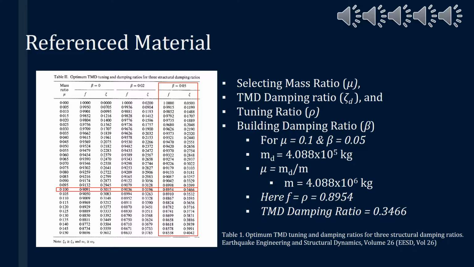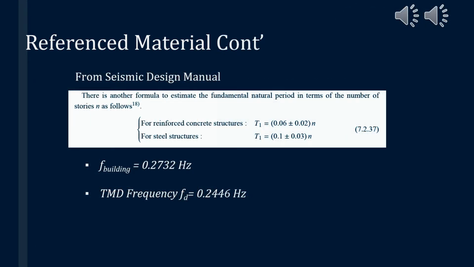0.3466. Since we know that the tuned frequency ratio Rho is the ratio of the frequency of the tuned mass damper to that of the building structure, we can then solve for the fundamental frequency of the building. To accomplish this, we referenced a manual on seismic building design that referenced building codes such as the American Society of Civil Engineers, or ASCE. These are building codes that engineers must follow when building a structure to ensure safety.